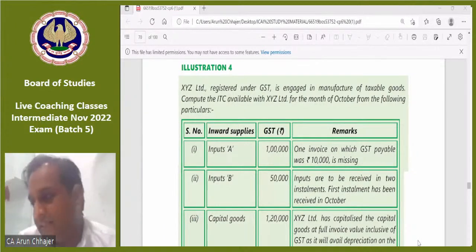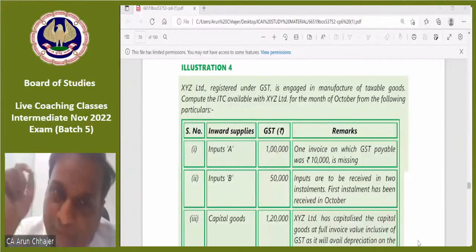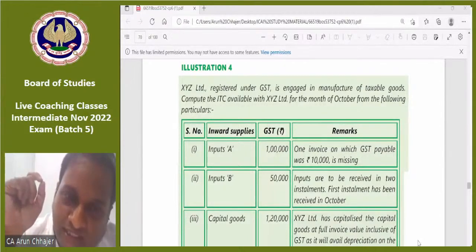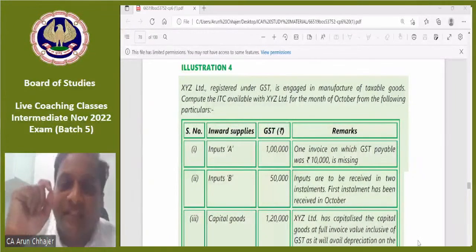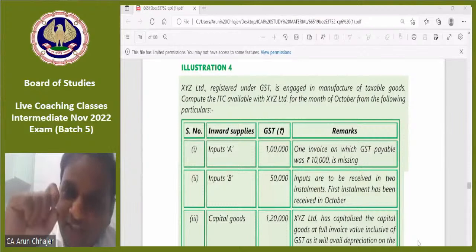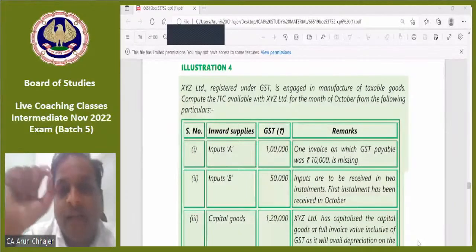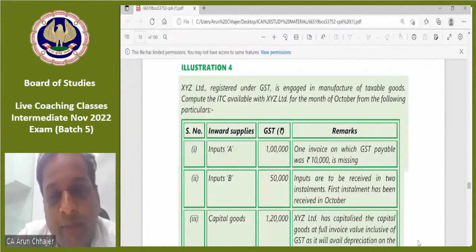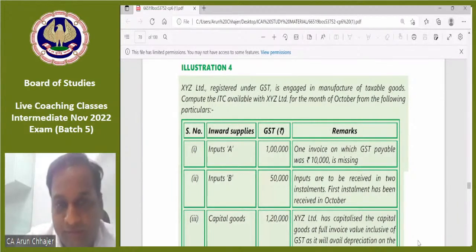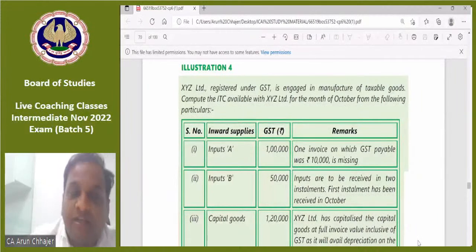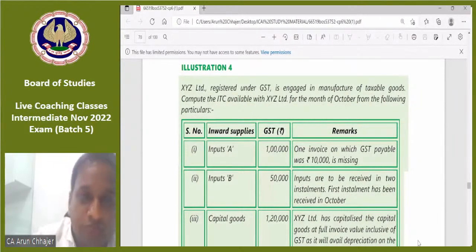Reasoning would be section 16 subsection 2 says that there has to be the tax invoice or debit note or any other tax paying document in hand. In this case, because the invoice is missing, ITC is not available for 10,000. Is it okay? Let me move to the next. Input B, 50,000, inputs are received in 2 installments. First has been received in October. Will the ITC be available of 25,000 or 50,000 or no ITC?